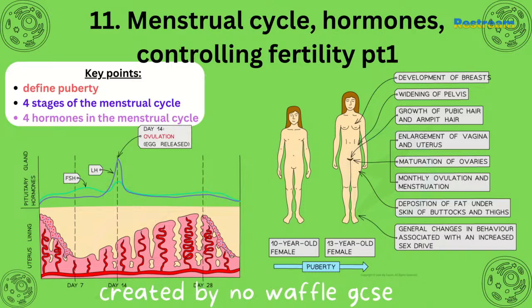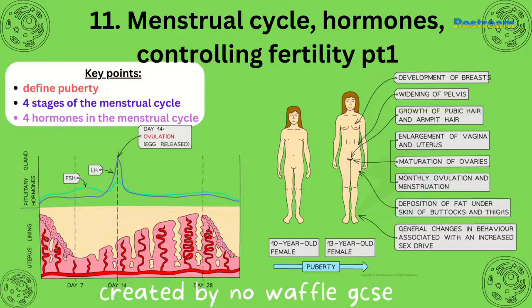So just going over that one more time. Stage 1 is day 1, menstruation starts, the uterus lining breaks off. Stage 2, the uterus lining builds up again as a thick, spongy layer full of blood vessels to receive a fertilized egg. Stage 3, an egg develops and is then released. And stage 4, the wall is maintained for another 14 days before it's broken down again.